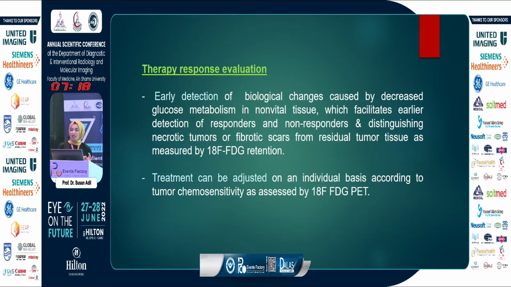The metabolic changes of the tumor and its metastatic deposits usually precede the morphologic changes, and this facilitates the differentiation between responders and non-responders, and distinguishing the necrotic or fibrotic lesions from the residual tumoral tissue. Subsequently, the treatment can be adjusted on an individual basis.